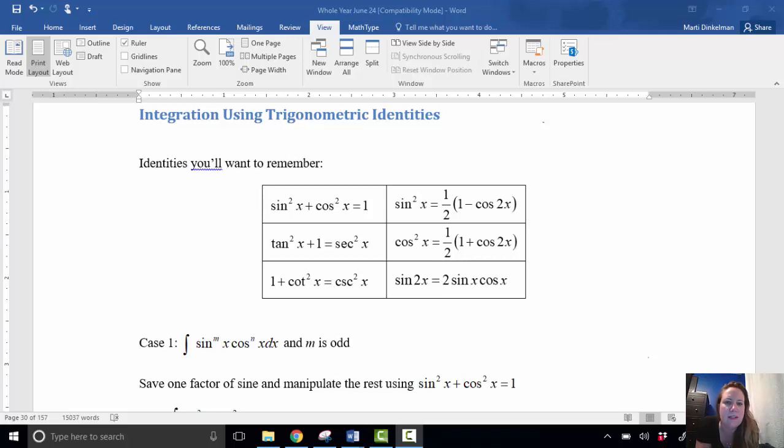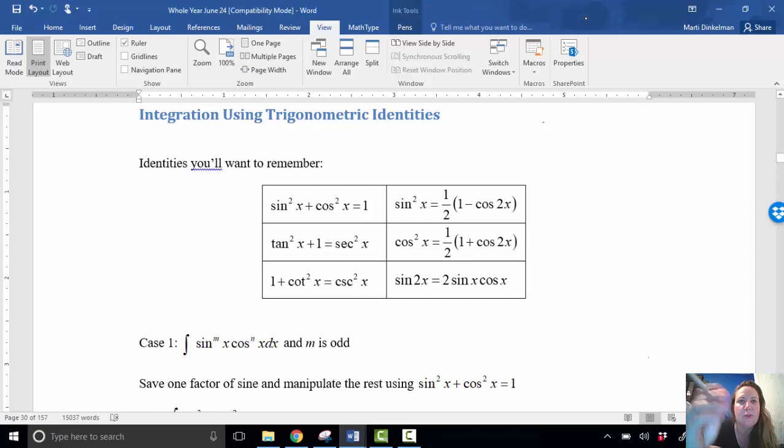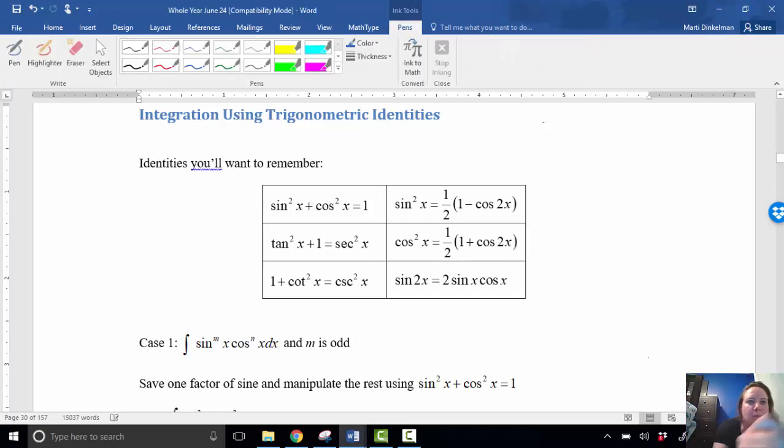Really 5 out of the 6 here, but that 6th one we're going to use with trig substitution, which we'll talk about in the next section. So the first 3 are all called Pythagorean identities. And I'll be really honest, I really only memorize the first one, and then I figure out how to do the other 2. So let me tell you what I mean by that in case you want to do that as well. So that first one, sine squared plus cosine squared is 1.